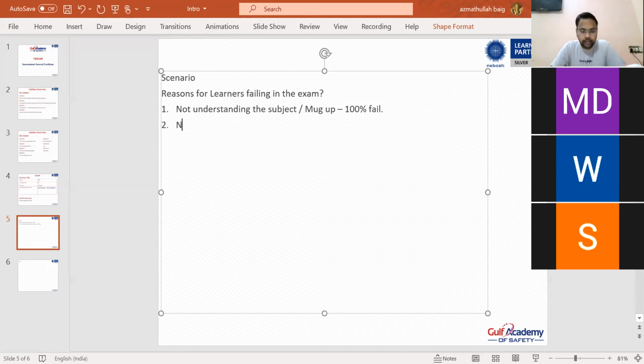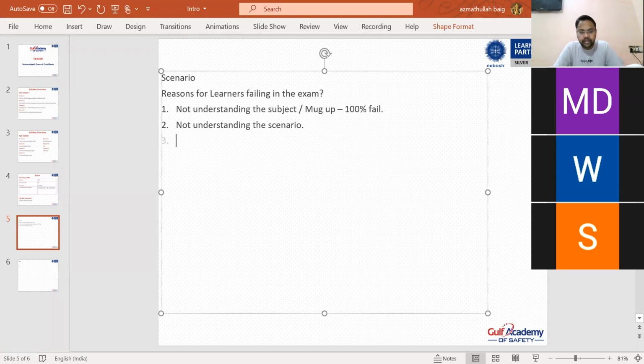Second reason, not understanding the scenario. Whatever scenario of the organization he is giving, people don't really bother about it, or people simply read it, but they write the answers based on their knowledge. They don't refer to the scenario. That is one more reason.